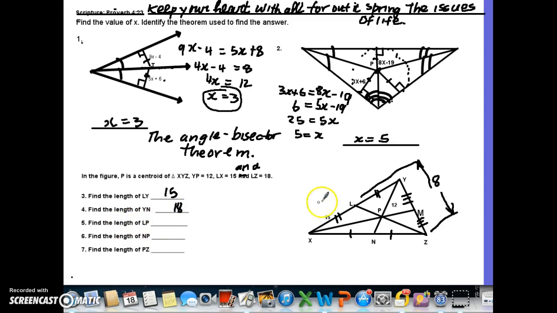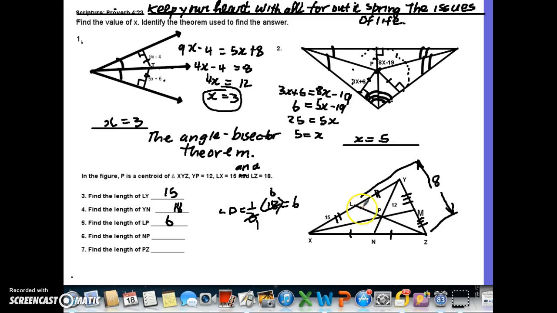How about the length of LP? Distance from L to P, that's a little bit tougher. They give us the overall, LZ is 18. So LP, that's 1/3 of the overall, and this is 2/3 of the overall. So LP will be equal to 1/3, as I just mentioned, of the overall, which is 18. When I cancel 3 here, 3 goes into 18, 6. 6 times 1 would give me 6. So LP would be 6.